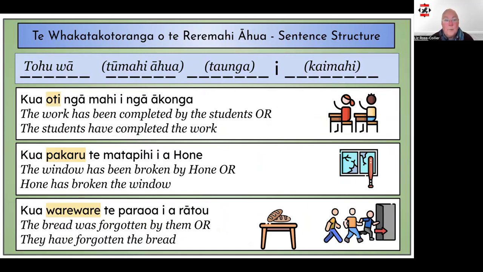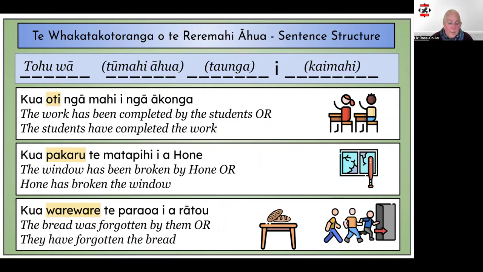Here are some more examples. I've used a few different tūmahi āhua and some other examples of kaimahi to show how they work. You'll also notice that these sentences are all in the past tense. Because they're describing a state, they usually appear in the past. So let's have a look. The first one, we've used the students as the kaimahi. Kua oti ngā mahi i ngā ākonga.